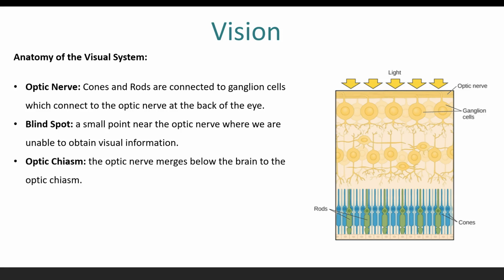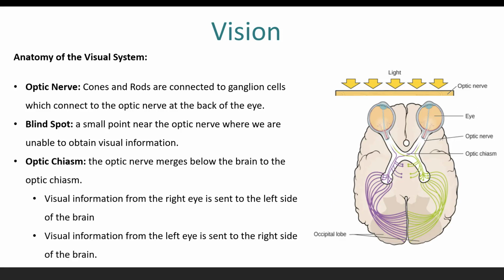And then the optic chiasm includes how the optic nerve merges below the brain to the optic chiasm. So the optic nerve connects to the brain, to the optic chiasm. So visual information goes through our eyes, through the optic nerve, and then to the optic chiasm. And then visual information from our right eye is sent to our left side of the brain, whereas visual information from our left eye is sent through the eye, to the optic nerve, to the optic chiasm, which is then sent to the right side of our brain.